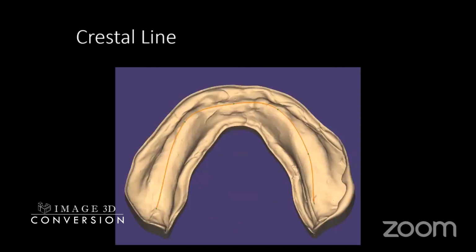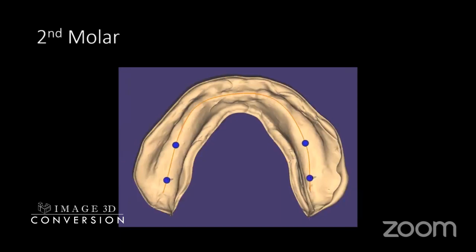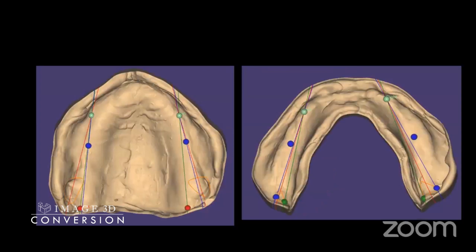This is the labial fullness which the software will recognize, and then the software marks the crest of the ridge on the model. Then the AI will identify the molar points based on the inputs we have given. If there is any change in these points, we can always do it. Then it will mark the second molar point. You can see there, it is just anterior to the retromolar pad. This is the maxillary first molar point.